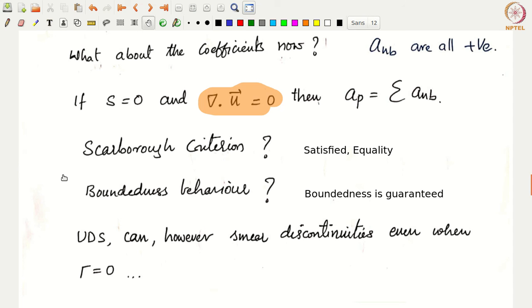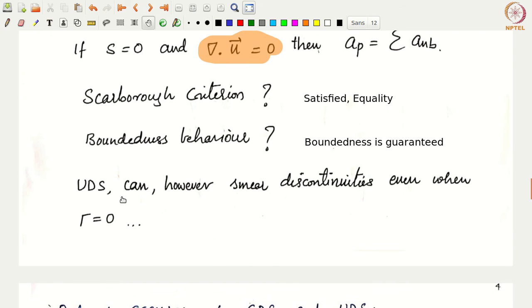And mesh can be taken to be anything, right? Unlike the central difference scheme, where the mesh size is restricted by the cell Peclet number. Okay, so far so good, but it turns out that the upwind difference scheme is quite diffusive. Even by taking finer grids, this can actually smear out the discontinuity.